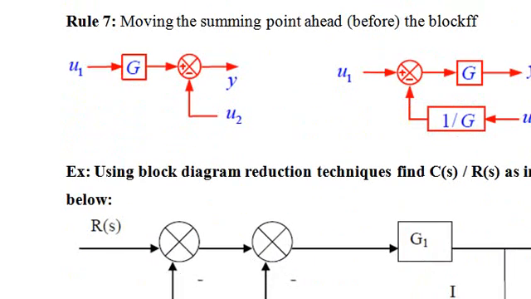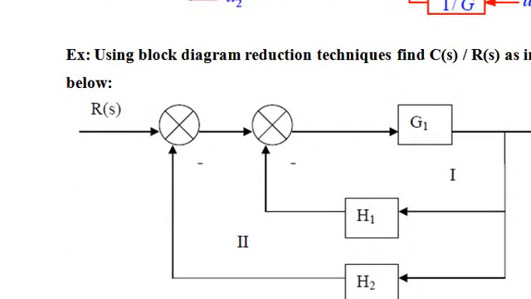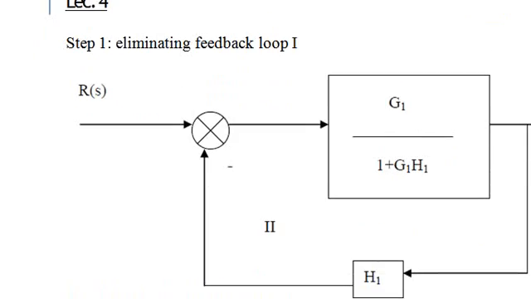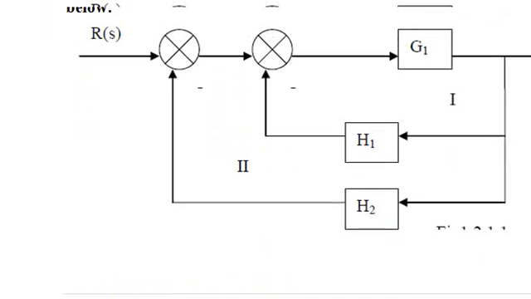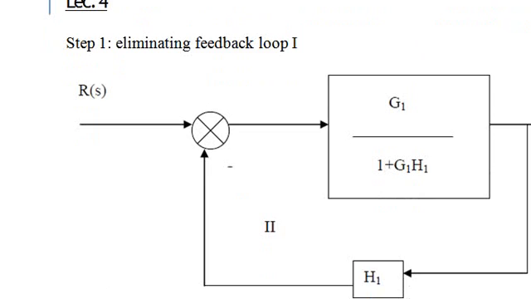So using these block diagram reduction techniques, you need to find the transfer function of this given block diagram. If you observe this block diagram, here we have two summing points and three gains with individual blocks g1, h1 and h2. The first rule is eliminating the feedback loop. Here we eliminate this feedback loop, which gives g1 by 1 plus g1 into h1. We take it as one block.